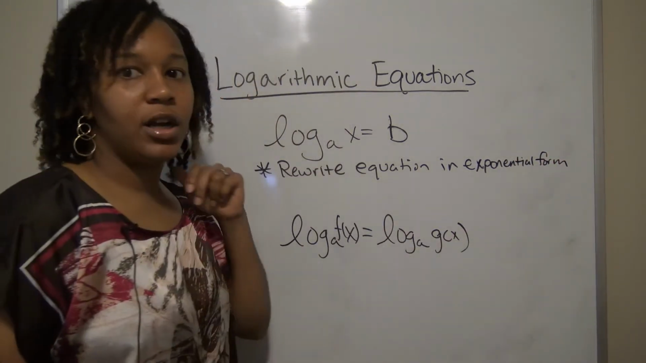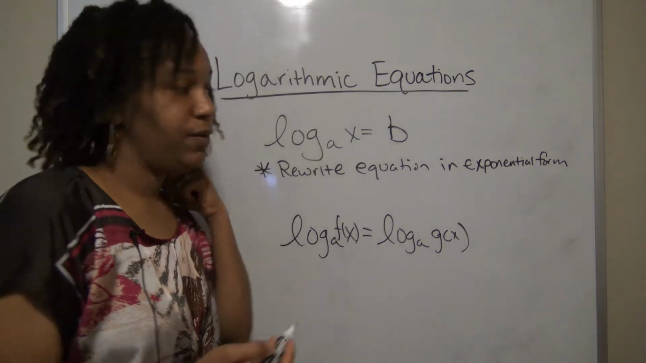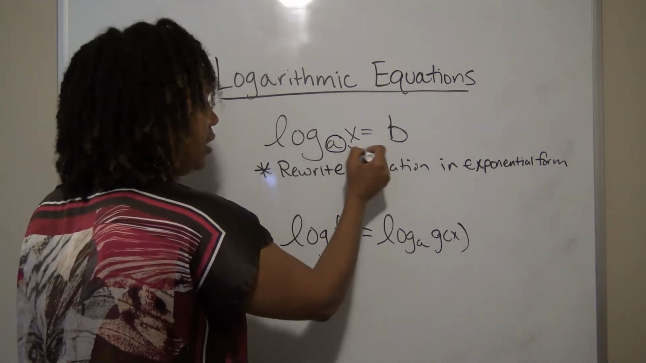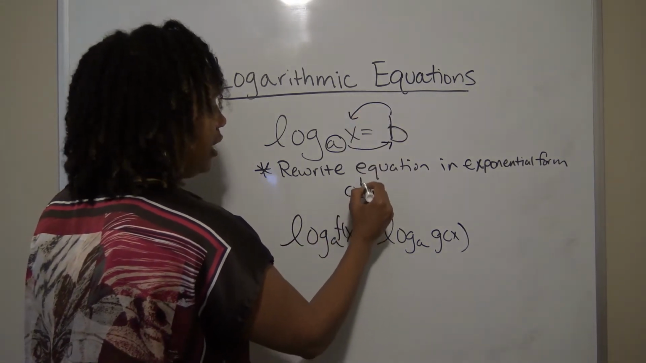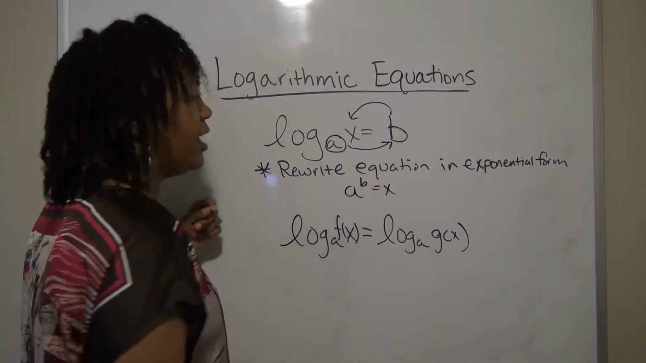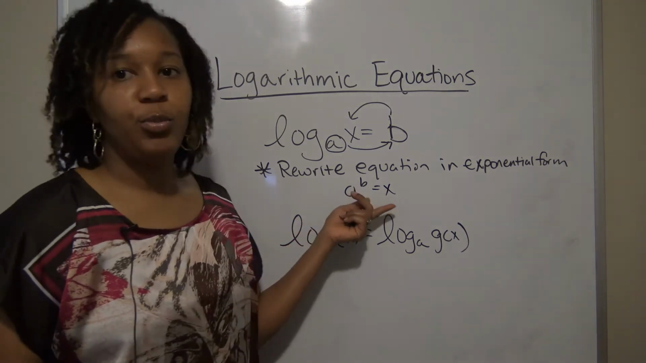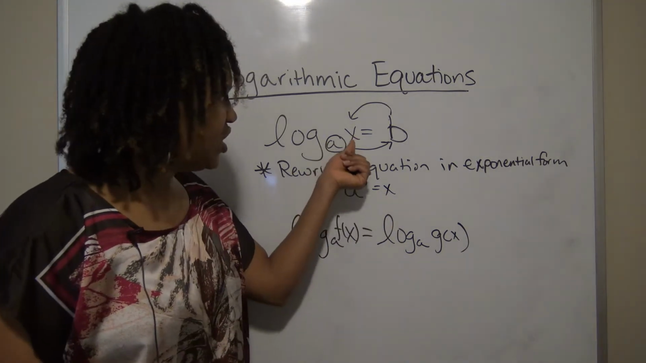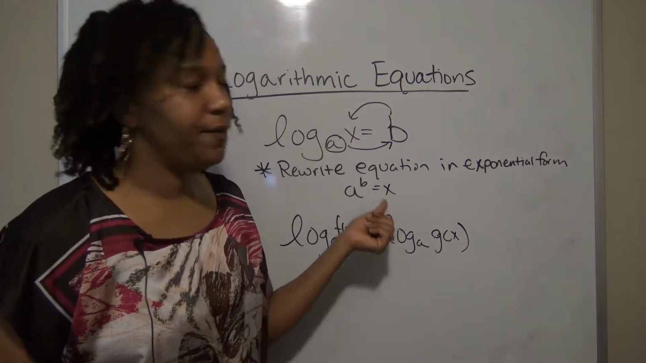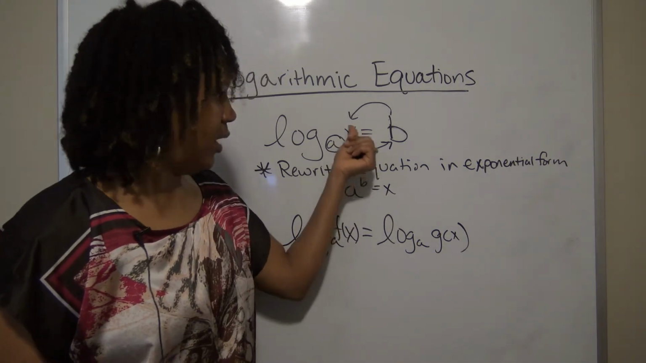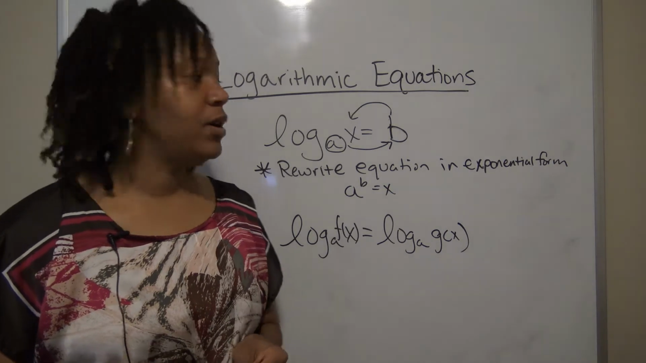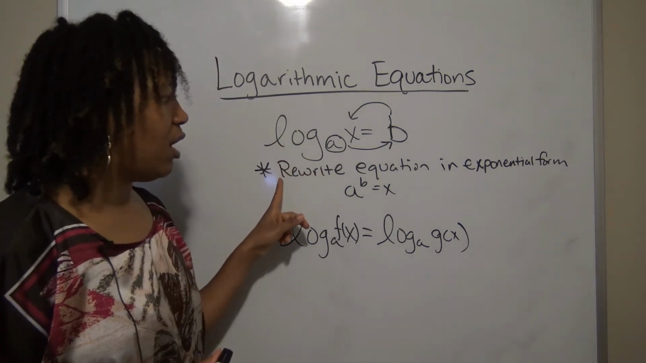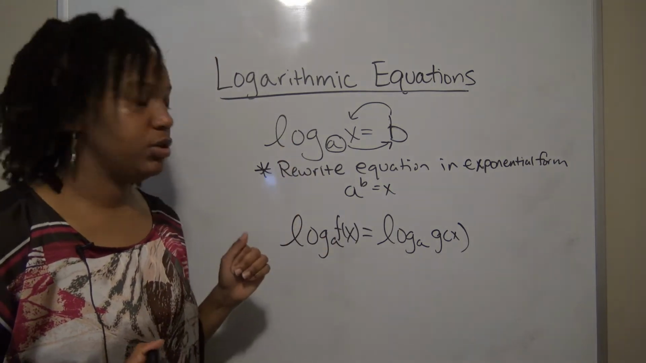So remember how to go from logarithmic form to exponential form. This is your base, this is your exponent, and this is what it equals. So this will look like a to the b equals x. And that will help you be able to solve for x. If this is just x, then x will be solved for. But if you have some function of x there, then you'll just manipulate that by getting x on the side by itself. So if you have one log, you'll solve it by rewriting the equation in exponential form.